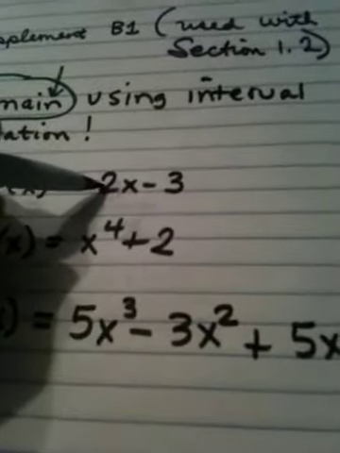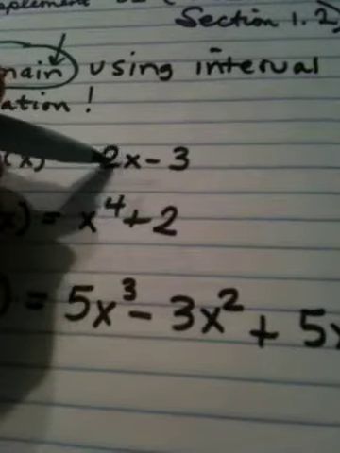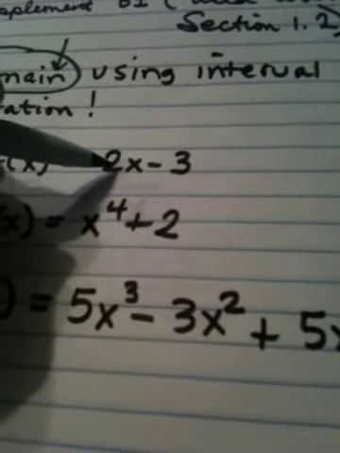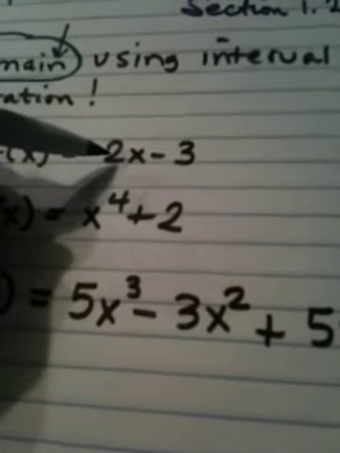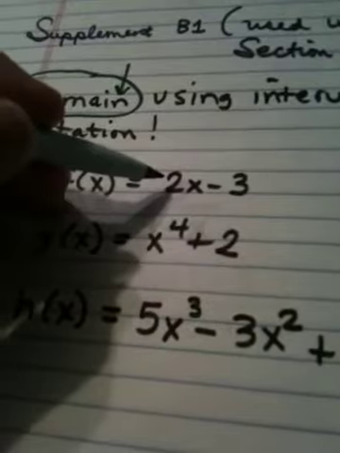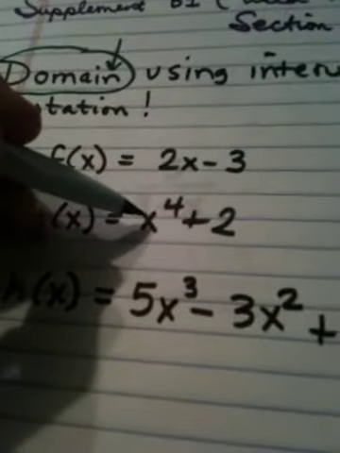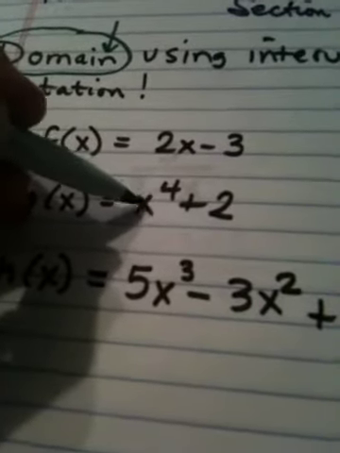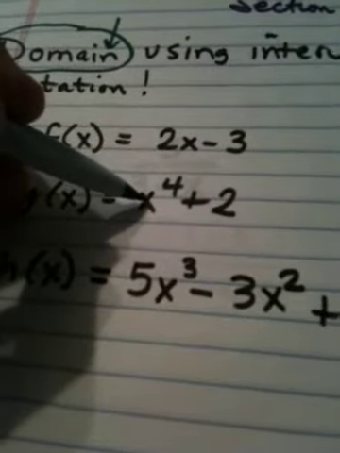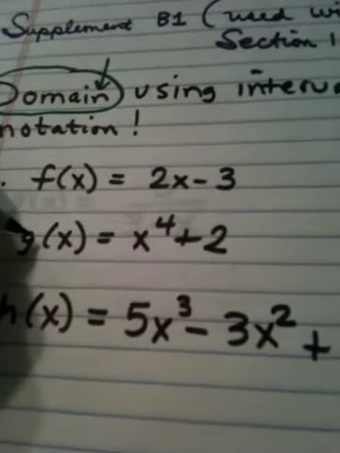Well, this function takes 2 times whatever you're putting in and subtracts 3. What real number can you multiply by 2? Well, any real number, right? Any real number you think of on the real number line can be multiplied by 2. So the domain of this first function is any real number, which the way you'd say that is all reals. Let's look at function 2, which is also a polynomial function. What real number can you raise to the fourth power? Well, any real number can be raised to the fourth power. So the domain for question number 2 is also all real numbers.